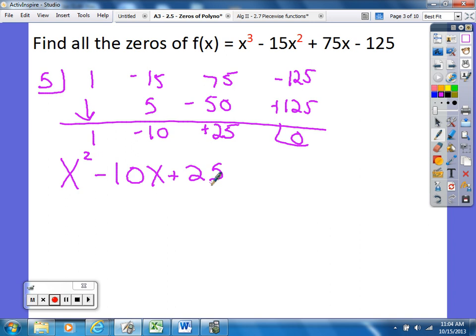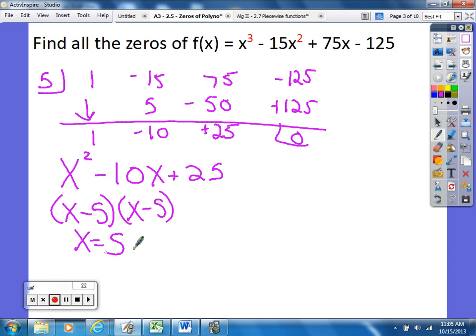But let's say you couldn't factor this. What's the other option? What did you do on this weekend's homework? Quadratic formula. So if it doesn't factor nicely, you may have to do quadratic formula. Do you have to do quadratic formula on this one? No, so I'm not going to. X minus 5, x minus 5, so I get x equals 5.